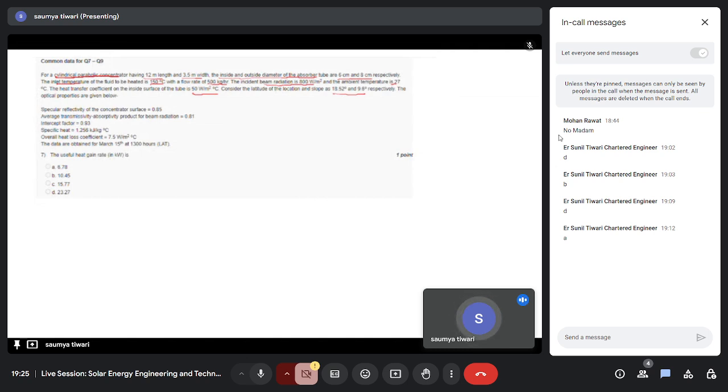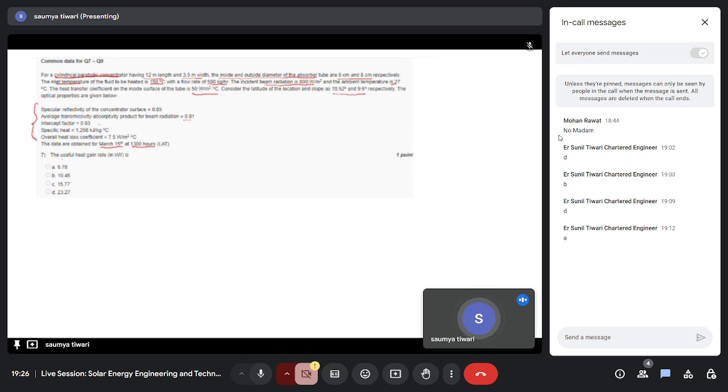The optical properties are also given. The spectral reflectivity of the concentrator is 0.85, average transmittivity absorptivity product for beam radiation 0.81, intercept factor is 0.93, specific heat 1.256 kilojoule per kg degree Celsius, overall heat loss coefficient 7.5, and the data was obtained for March 15th, 13-hour local apparent time.